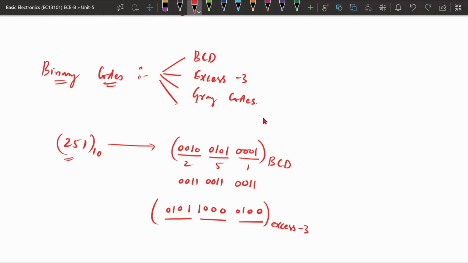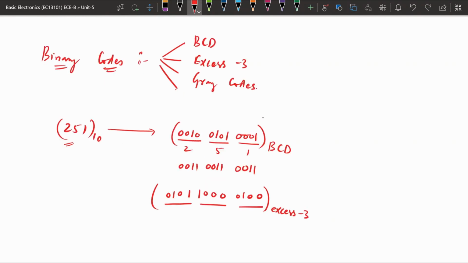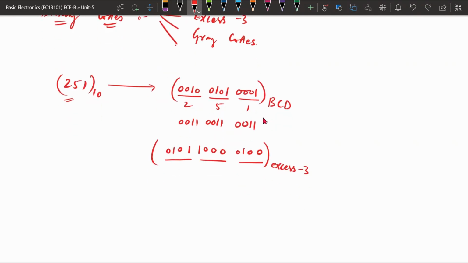One thing we can see here is that XS3 is obtained from the BCD representation. We add 3 to each BCD digit, where each BCD digit represents one digit of the decimal, and that gives out the XS3. So XS3, as the name suggests, is BCD with an extra 3 added.